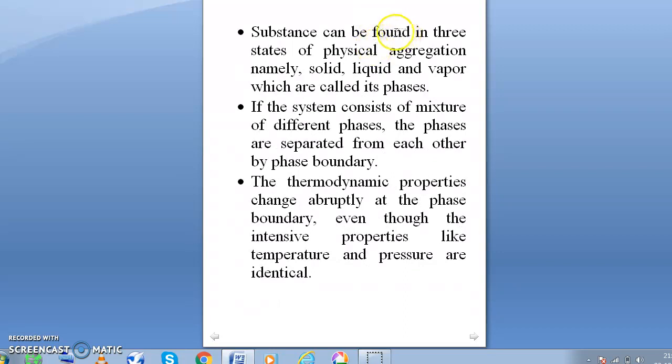Substance can be found in three states of physical aggregation, namely solid, liquid and vapor, which are called its phases. If the system consists of a mixture of different phases, the phases are separated from each other by a phase boundary. The thermodynamic properties change abruptly at the phase boundary, even though the intensive properties like temperature and pressure are identical.